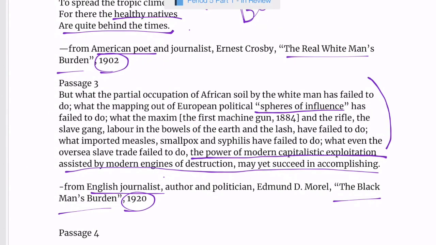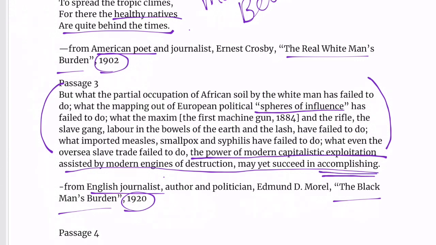So here he's really talking about the effects of colonialism, right? All of these bad things right here happened. But he said the worst thing, what all of these bad things failed to do, the power of modern capitalistic exploitation, assisted by modern engines of destruction, may succeed in accomplishing.